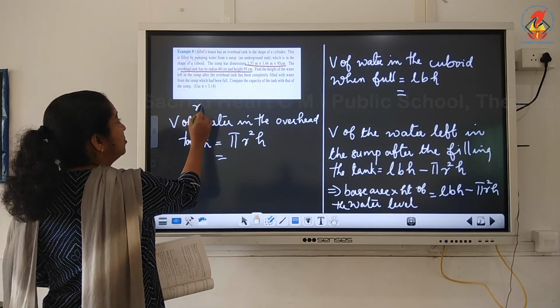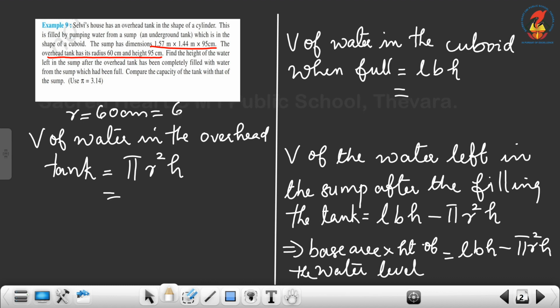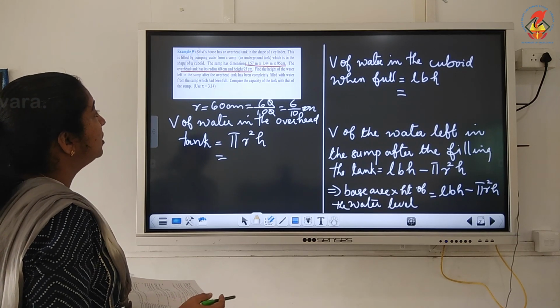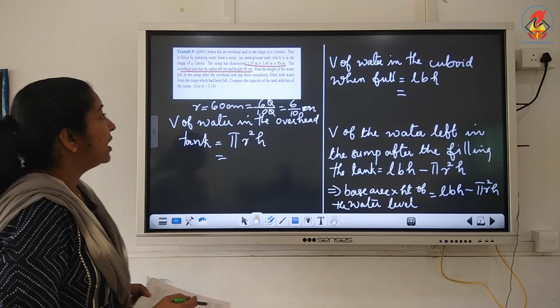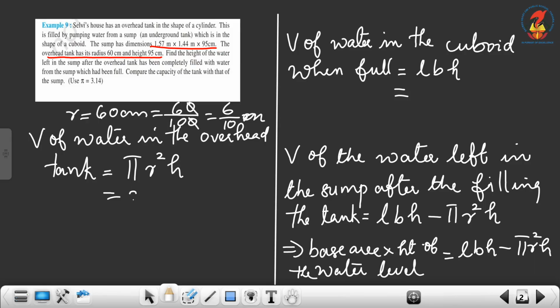So the overhead tank has radius 60 centimeter. So 60 divided by 100 is equal to 6 by 10 meter, so 0.6 meter. And what about the height? Height H is also equal to 95 by 100. So I am going to write this as, we have to use 3.14 because they had given to use pi as 3.14. So 3.14 into 0.6 into 0.6 into height 95 by 100, that means 0.95 meter cube.